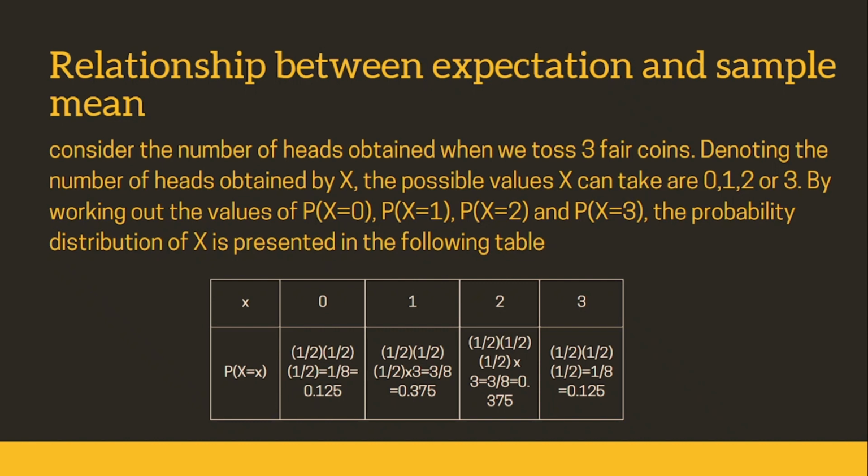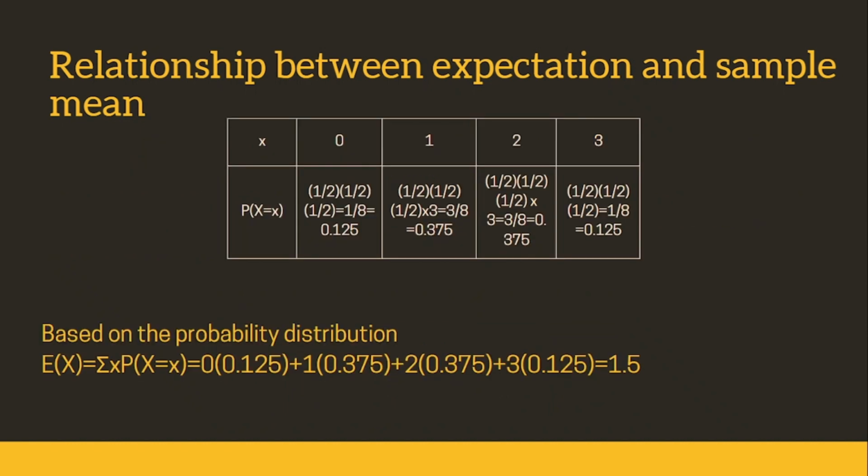So if we want x equals 0, it's just going to be tails times tails times tails, which is in other words half times half times half, which is 1 over 8. Then likewise, you can do the rest of the calculations for 1, 2, and 3. Based on the probability distribution, the expectation, or in other words, the summation of x times the probability of itself from x equals 0 to x equals 3, will lead to 1.5.